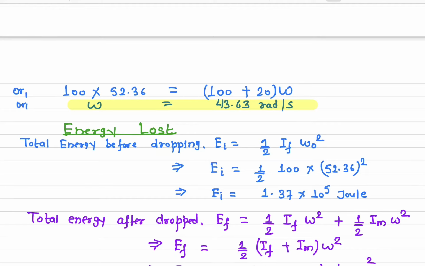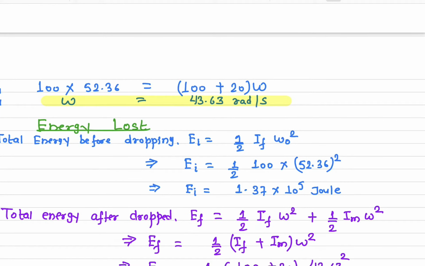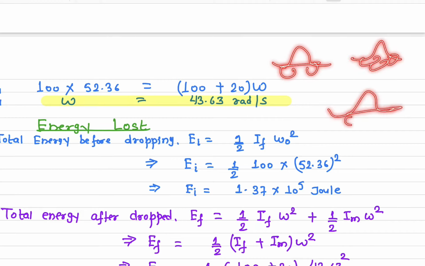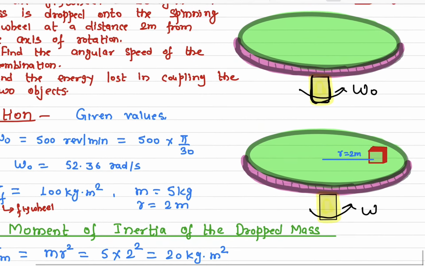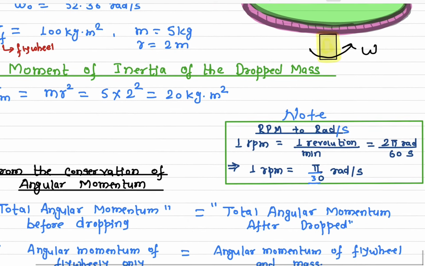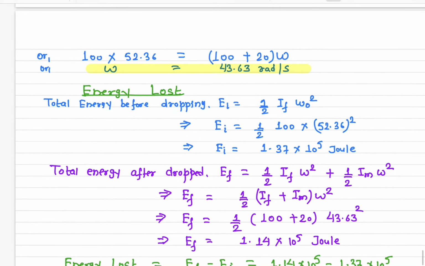Now let's find out the energy lost during this process. In fact, it is just like an inelastic collision. You have also studied, when you have two cars, they collide against each other and start moving together as a single unit. That's the perfectly inelastic collision. Here it is exactly the same thing. A mass is dropped, the mass and the spinning disk are now glued together, and they move with a constant angular velocity. So it is an inelastic collision, so there must be some energy lost, or kinetic energy loss.